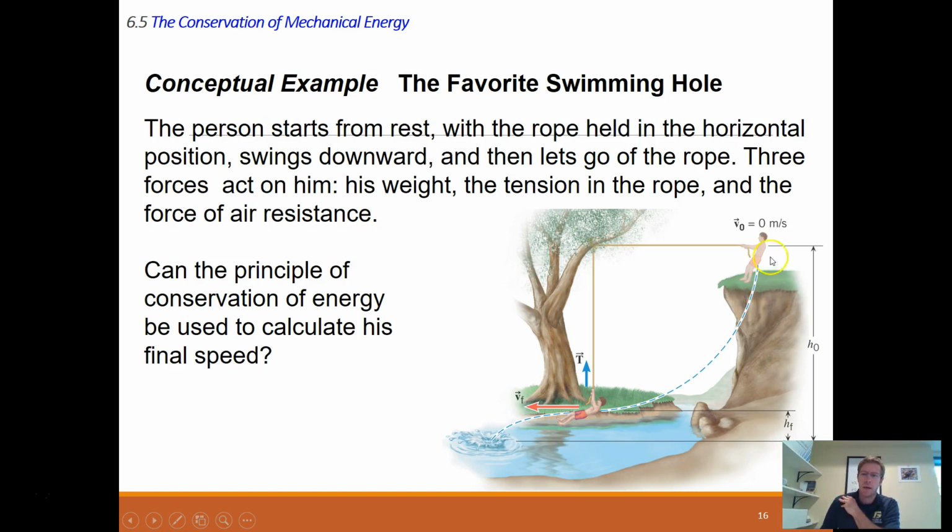So let's talk about it. If he swings through to this position, what forces are doing work on him? Well, there's definitely gravity, right? There's a change in potential energy. So whatever initial potential energy he has is turning into kinetic energy when he gets to the bottom.